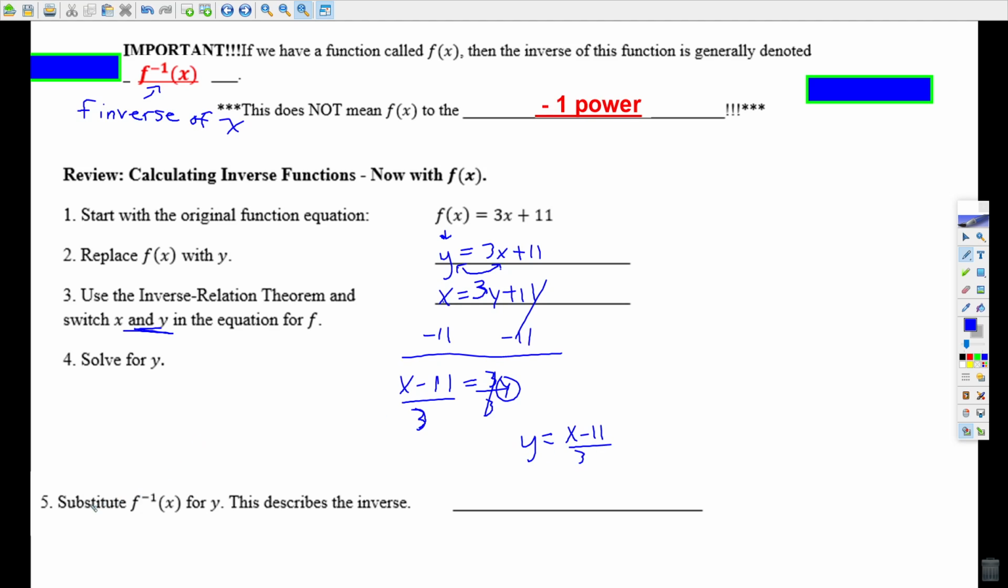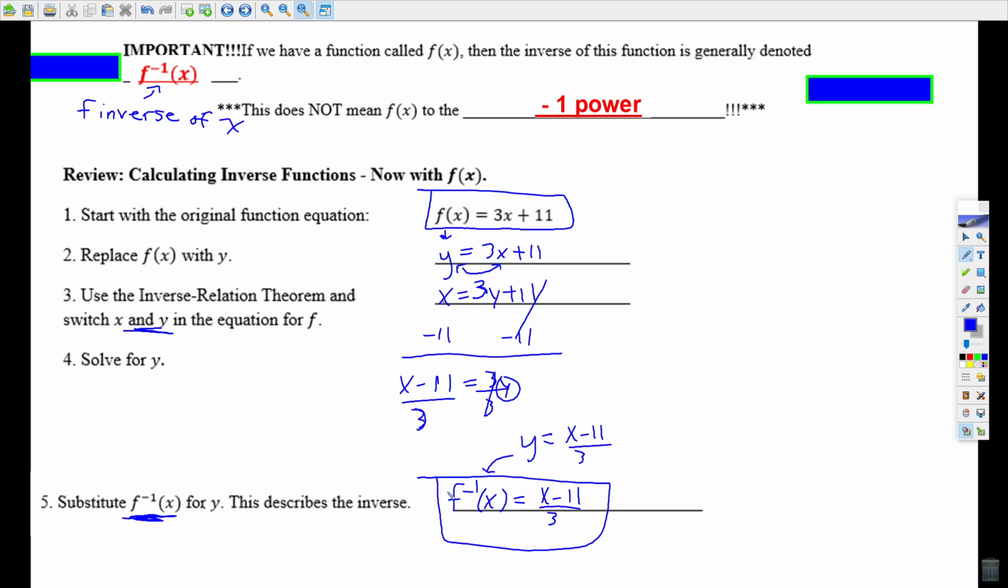But we're not going to keep this as y. Our last step is we're going to change this, and we're going to substitute our new notation in for y, because this describes the inverse. So we'll change y out into f inverse of x equals x minus 11 over 3. So we're just changing the y out to that. So now we can see the relationship. This is the original equation, f of x, and this is the inverse equation, f inverse of x. So you can see the relationship between the two. Whereas before we just kept using y's and they didn't really mean anything. I had to write like the word inverse. Now we can just see it by looking at the notation.